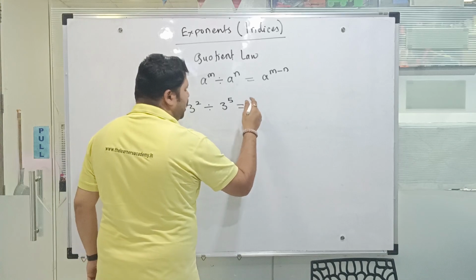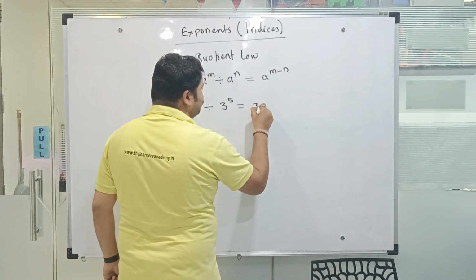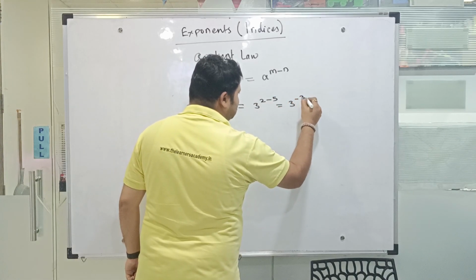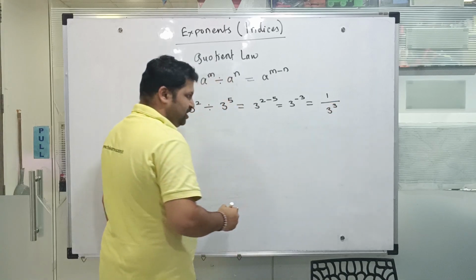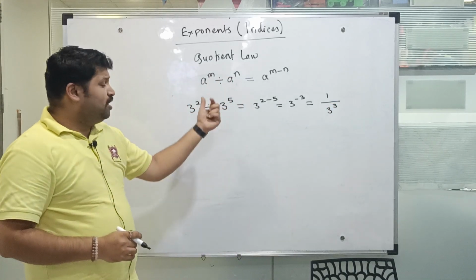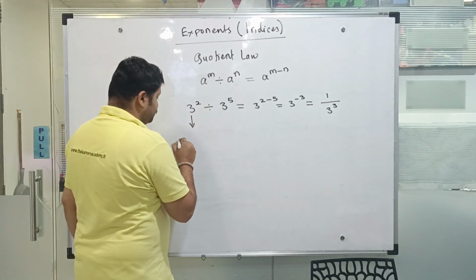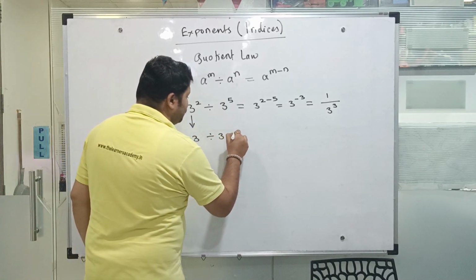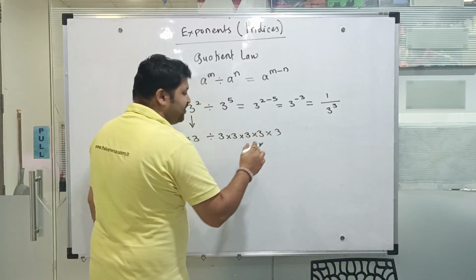So the law tells us that it would be 3 to the power of 2 minus 5, so that is 3 to the power of minus 3, or that would be 1 upon 3 to the power of 3. Okay, now let's go ahead and see what happens if we do it in the elaborate form. So it is 3 multiplied by 3 divided by 3 multiplied by 3 multiplied by 3 multiplied by 3 multiplied by 3, written 5 times.